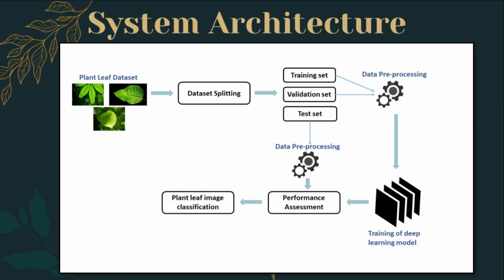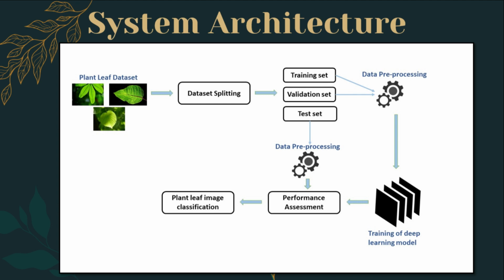So this is a visual flow of system architecture. Starting with the plant leaf data set, the data set splitting happened. It was split into three sets: training set, validation set, and test set. Training and validation will go through data pre-processing right before training the deep learning model. And the test set will also go through data pre-processing when the performance assessment occurs.